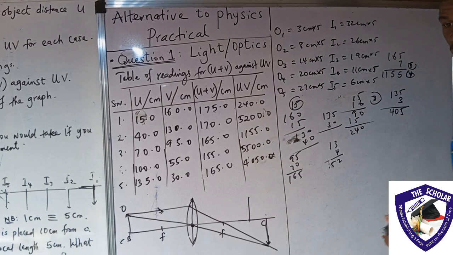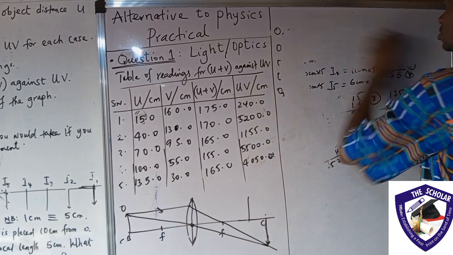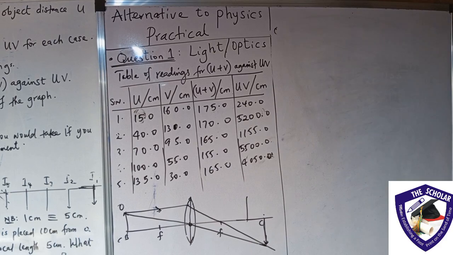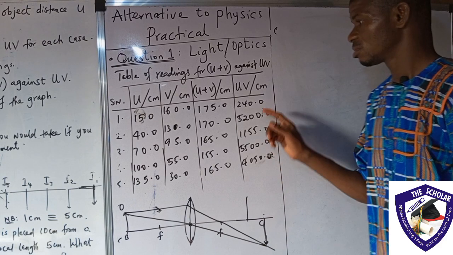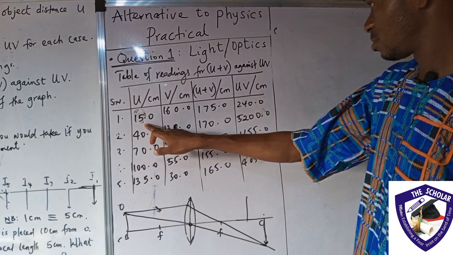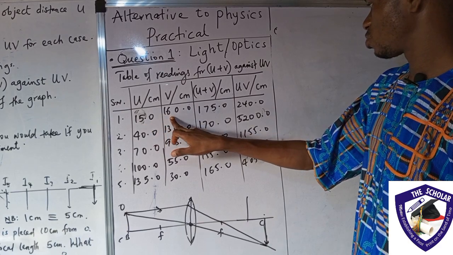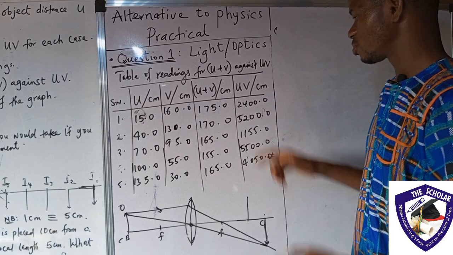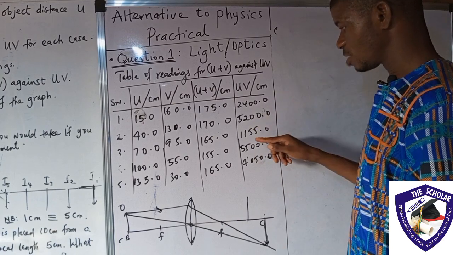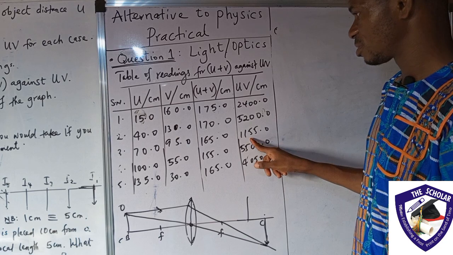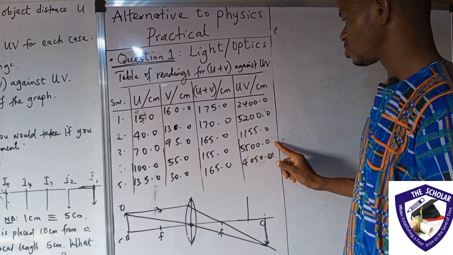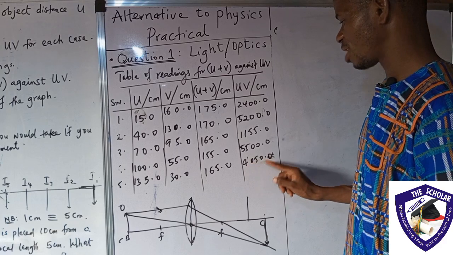So we are through with what? Turning out the analysis. So the next thing is now to go to the other part of the questions. So this is our table here. We have the first one, 240, 2400, 5200, then 1155.0, then 5500, then 4050.